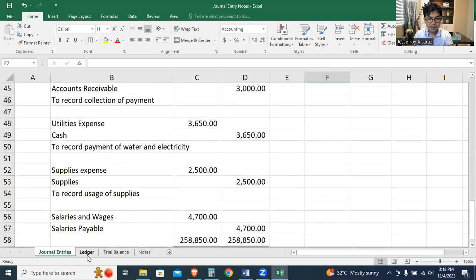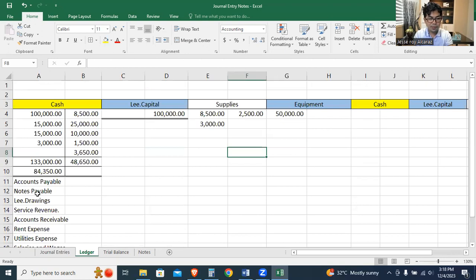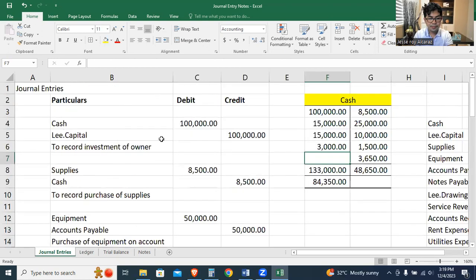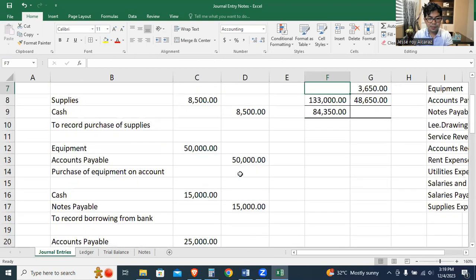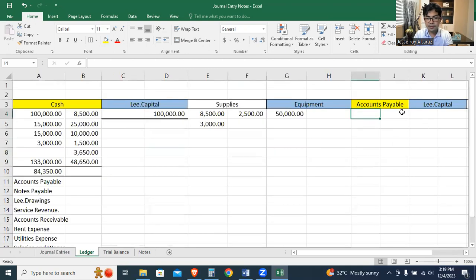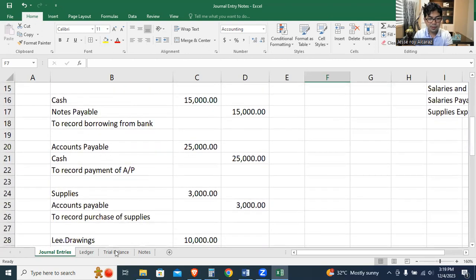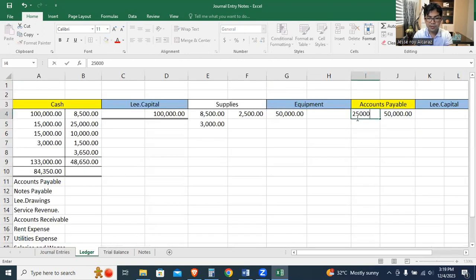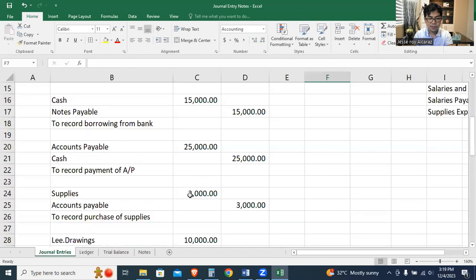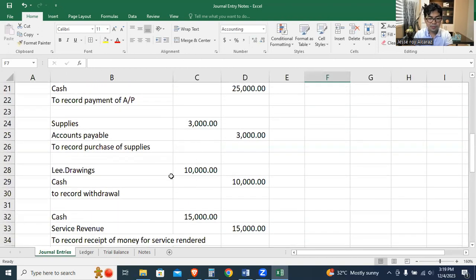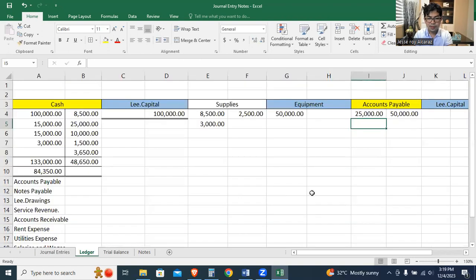So far, there's none. Then, let's continue. Next, after the equipment, we have accounts payable. Equipment is payable, 50 credit. The next, accounts payable, debit, 25,000 pesos. Then credit again, 3,000 pesos.